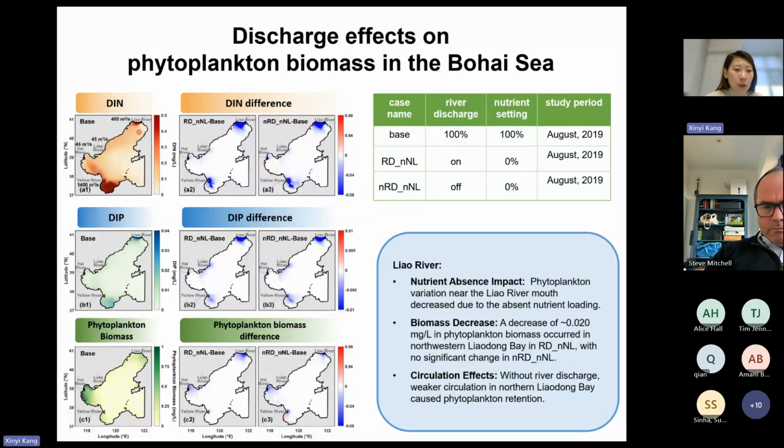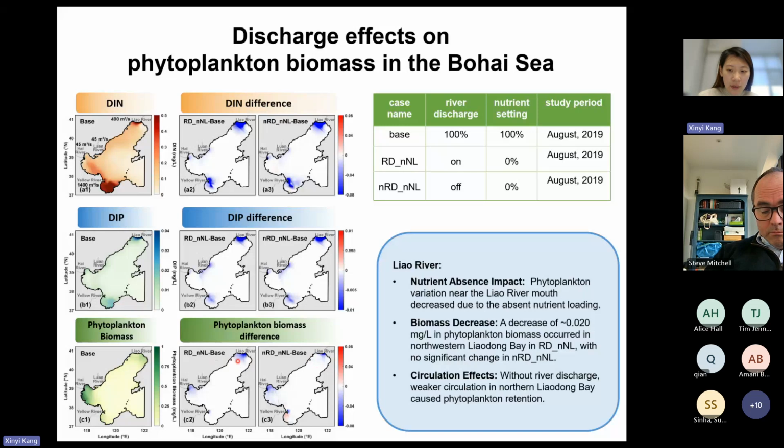And similarly for the Liao River, in August 2019, Liao River also shows a little bit larger river flux. It's about 400 cubic meters per second. We also could see that the phytoplankton variations near the Liao River mouth also decreased due to the absence of the nutrient loading.